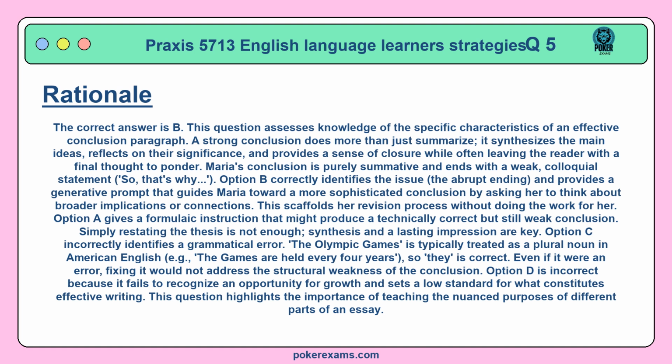Option A gives a formulaic instruction that might produce a technically correct but still weak conclusion. Simply restating the thesis is not enough. Synthesis and a lasting impression are key. Option C incorrectly identifies a grammatical error. The Olympic Games is typically treated as a plural noun in American English, e.g., the Games are held every 4 years, so "they" is correct. Even if it were an error, fixing it would not address the structural weakness of the conclusion.